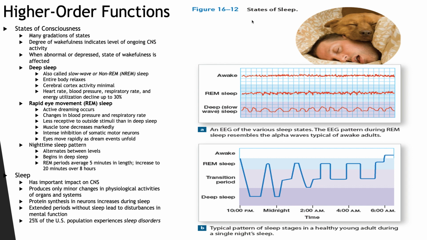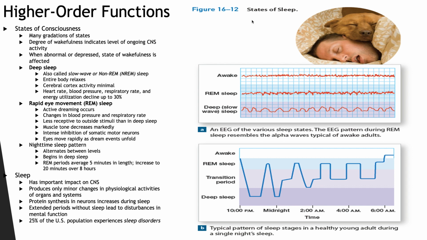A person's degree of wakefulness at any moment indicates the level of ongoing CNS activity. When you're asleep, you're unconscious but can still be awakened by normal sensory stimuli. Healthy individuals cycle between the alert, conscious states and sleep each day. When CNS function becomes abnormal or depressed, the state of wakefulness can be affected. An individual in a coma, for example, is unconscious and cannot be awakened even by strong stimuli.